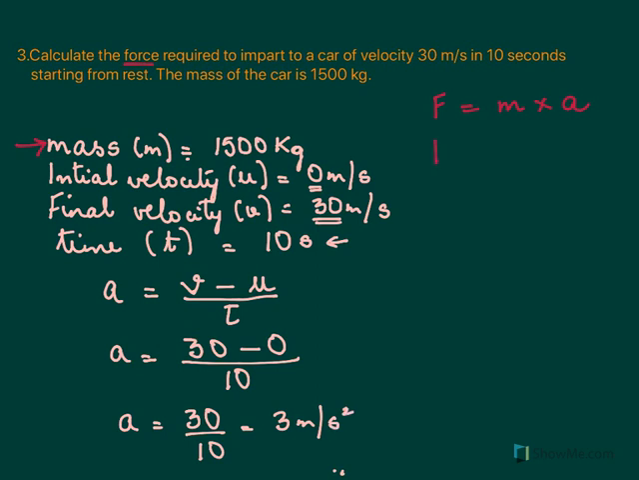So let's go ahead and substitute. So F equal to, our mass is 1500, which I'm putting here, and our acceleration, we have found it here, 3 meter per second square. So we have force is equal to 4500 newtons.